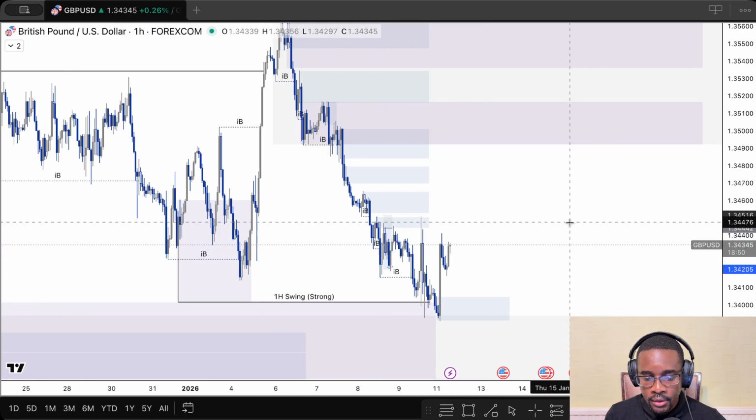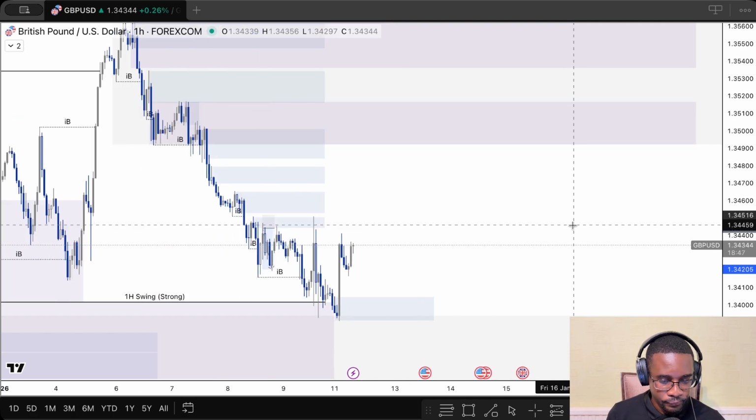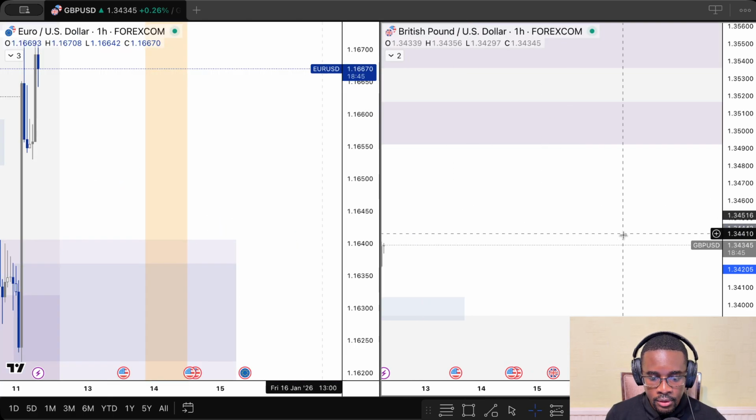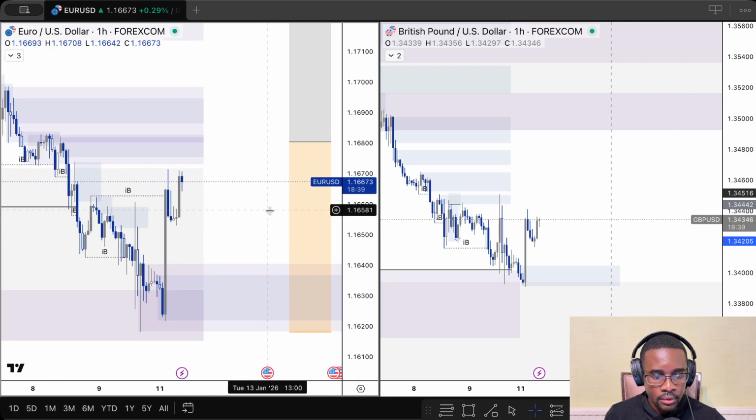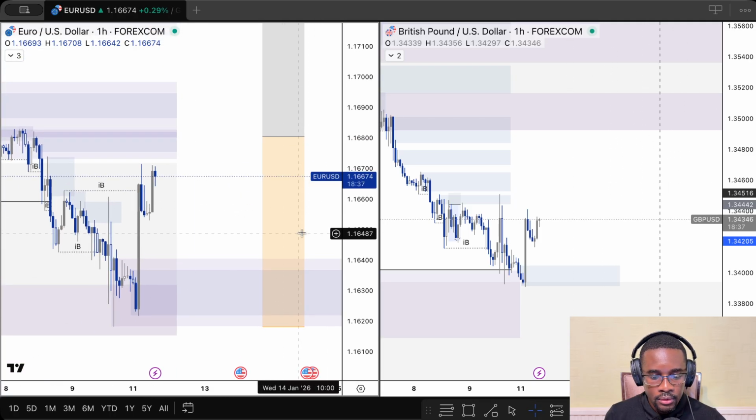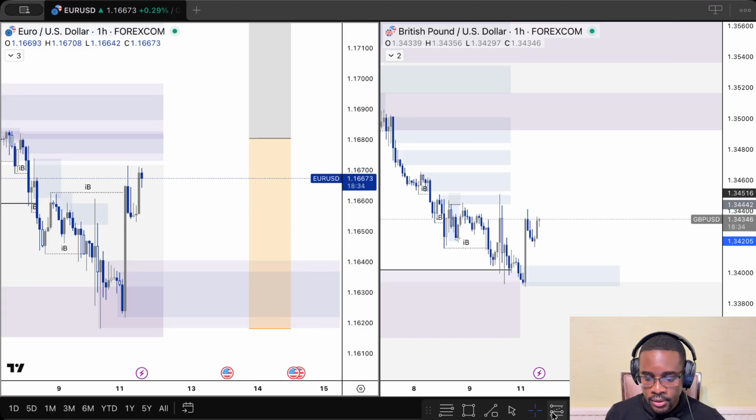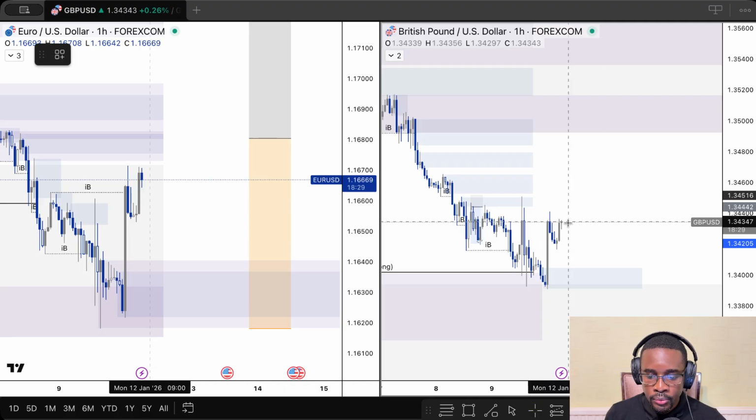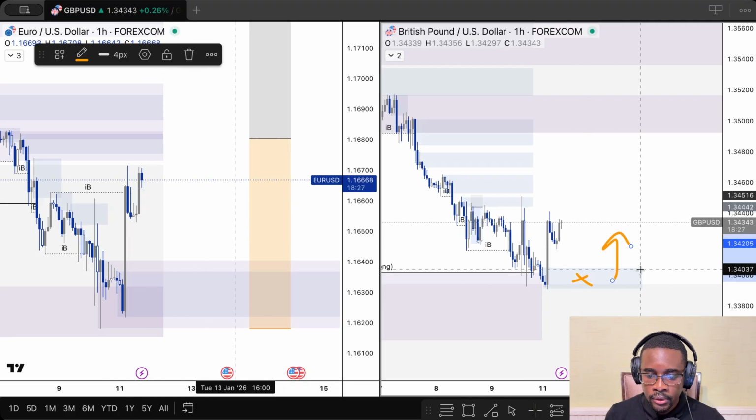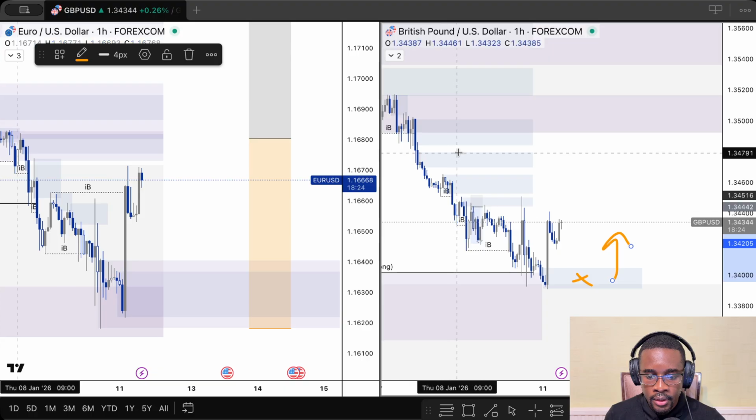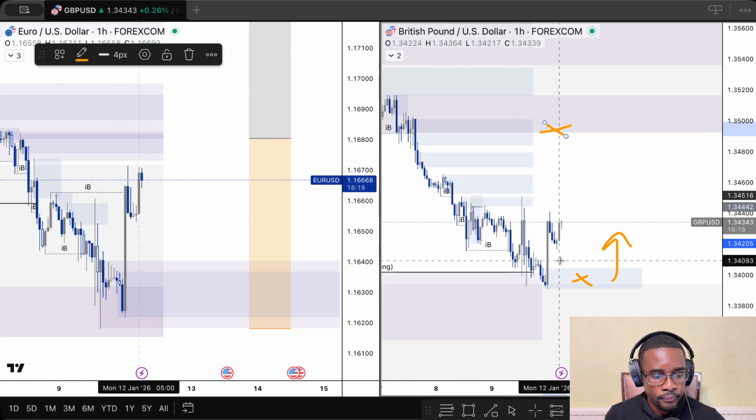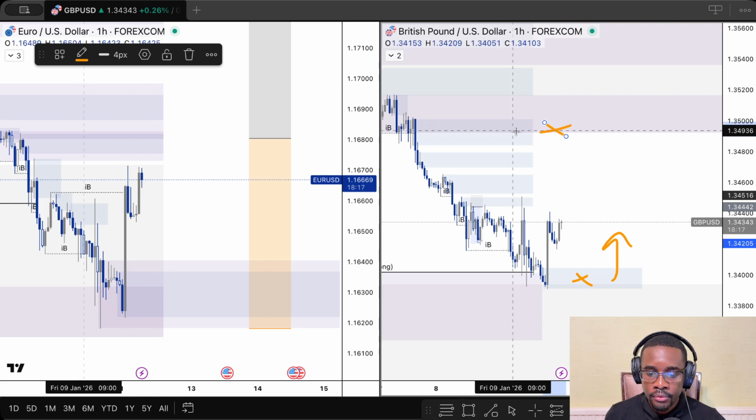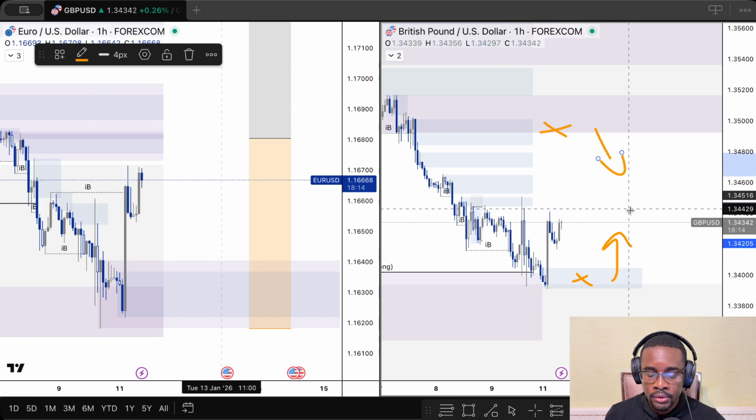Let's see what else we have. I think that's clear here. So we're pretty much expecting similar things. One could trigger and the other one may not. So we have this demand where we're looking to go long, and then we have this supply where we can look to go short.